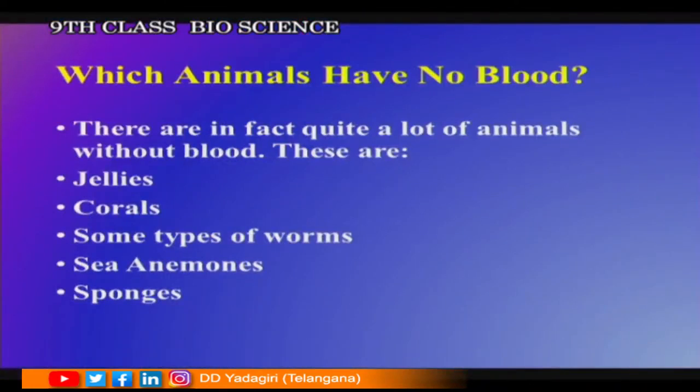Which animals do not have blood? For example, see this: jellies, corals, some types of worms, some sea anemones and sponges. These are some of the animals which do not have blood. How are they surviving? They have different canal systems which directly supply oxygen to the body.